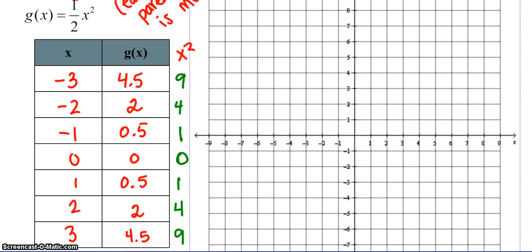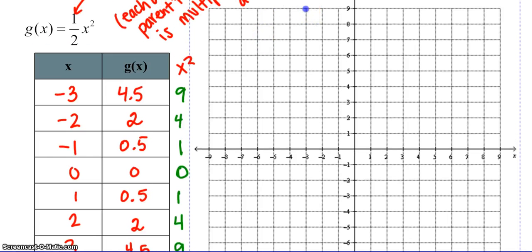So I'm going to plot my parent function again. -3, 9, -2, 4, -1, 1, 0, 0, 1, 1, 2, 4, 3, 9. Now you should be getting very good at this. We've talked about this. I think I keep repeating how good you should be getting at this. Now I'm going to plot my points, -3, 4.5. Oh, you can see that this time we're on the outside of the parent function.